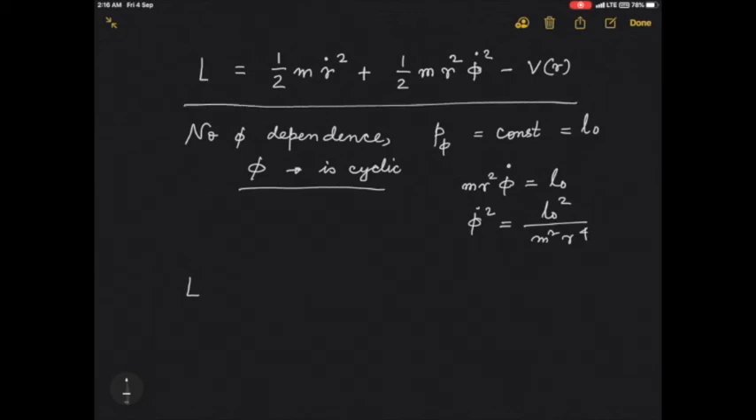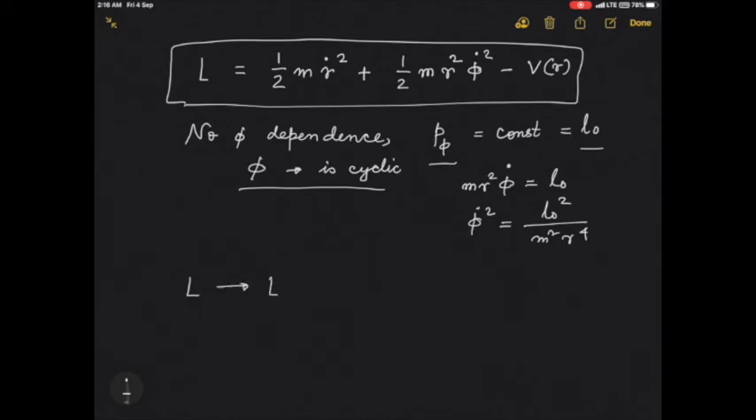This is another incarnation of the two-body central force problem, effective Lagrangian. I have found phi is cyclic, and correspondingly I have defined p phi equals L0. So L0 is the constant. Remember, we called them C constants when we discussed Routh's prescription. So I have to now change L to L bar, which is L minus L0 times phi dot.